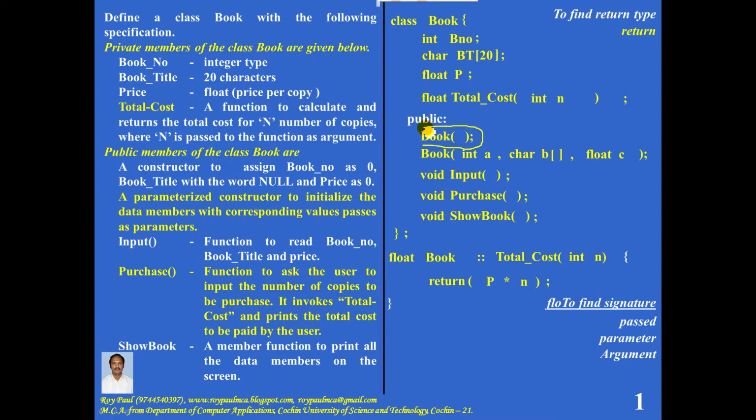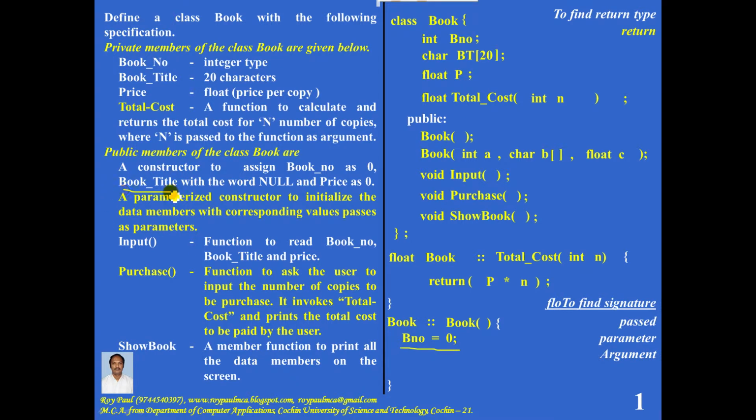Now let me define this constructor outside the class. Start with the return type. Being a constructor, no return type, not even void. After that, class name, scope resolution operator, name of the constructor. Here signature is not given. Opening curly bracket, closing curly bracket. How will you write the body of the constructor? Read the explanation. A constructor to assign book number as 0. So this must be given the initial value 0. Yes, book number is equal to 0.